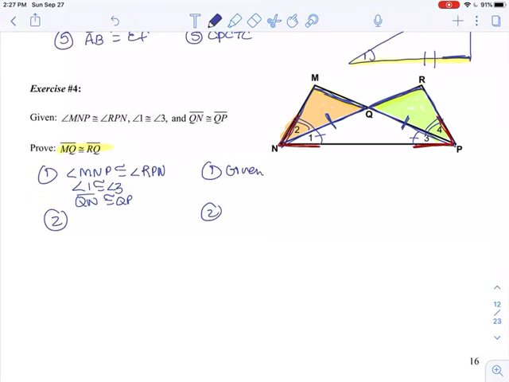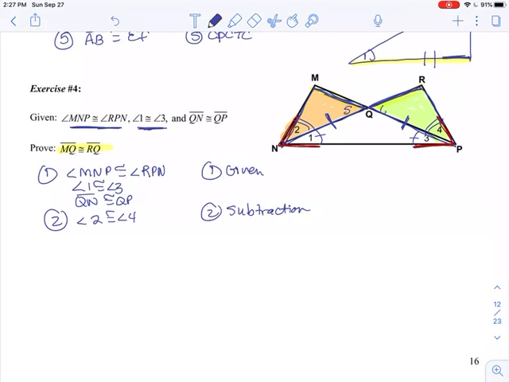congruent to angle 4. Well, if I know the red angle is congruent to the red angle and I know 1 is congruent to 3, I'm just going to take the red angle, which was in the given, this angle right here, and I'm going to subtract out angle 1 and angle 3, and I'm left with angle 2 is congruent to angle 4. And that's just subtraction.